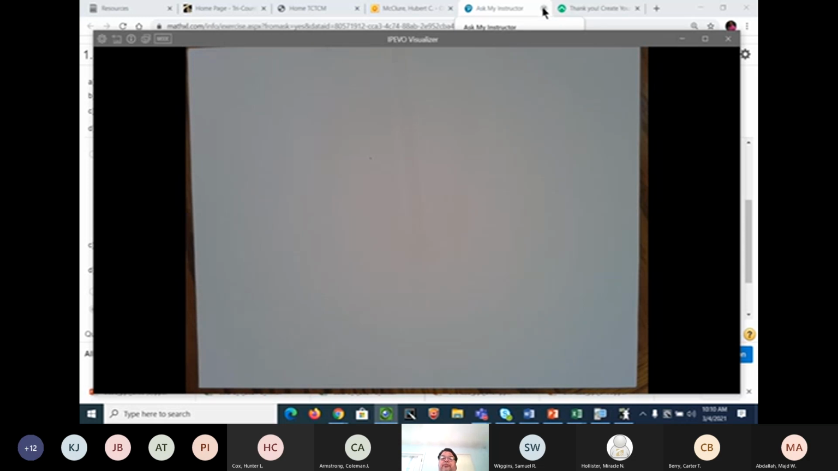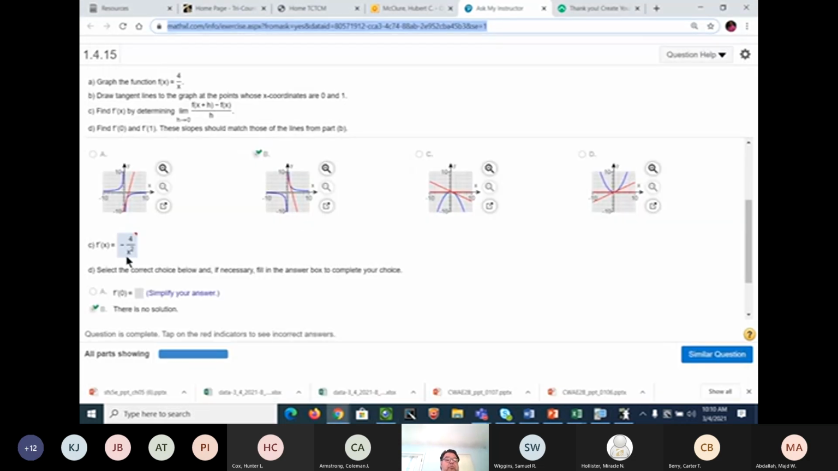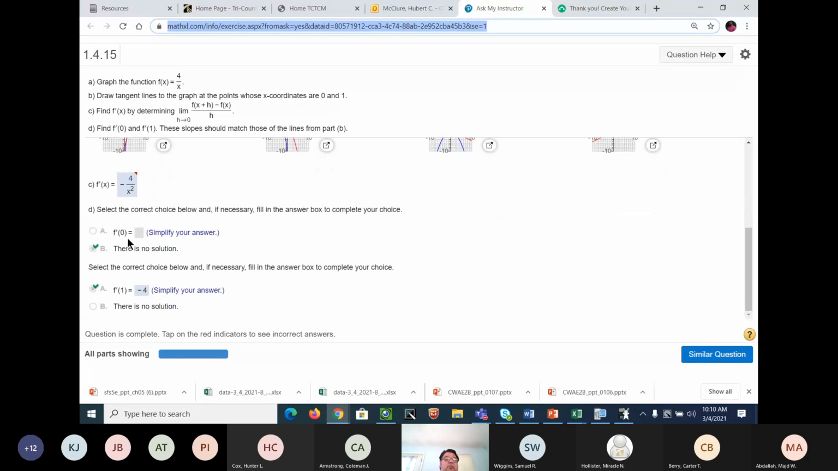Next, let's type it in and see what they say. There it is. And select the choice below, fill in the answer. If you plug in 0, you're going to get 0 in the denominator. And if you plug in 1, you're going to get negative 4. So the next one will be negative 4. Now, I'm not going to do that. I think y'all can plug 0 into that function, and negative 1 into that function. I think y'all can get those. Okay?